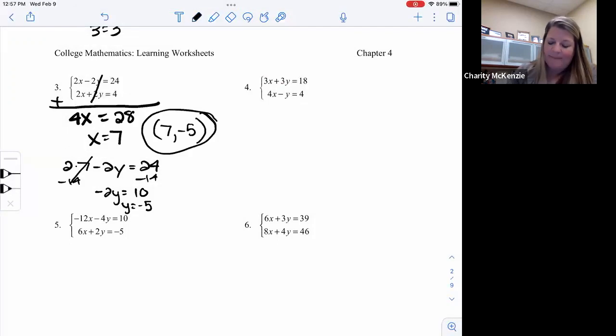Okay, so we're going to times this equation by 3. So we keep the top one the same.